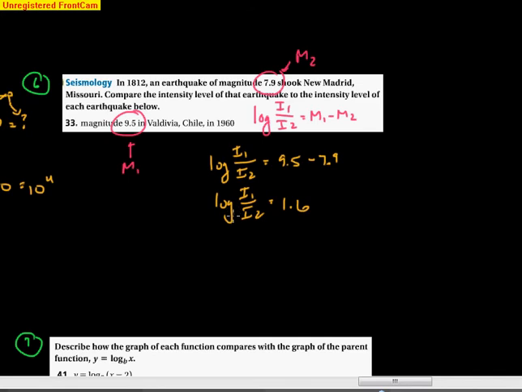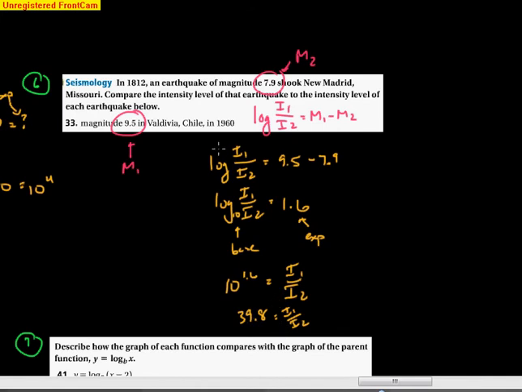And now we'll use the fact, okay, this is base 10, so rewrite this using exponential form. 10 is my base, and 1.6, the answer to your log problem, is your exponent. So 10 to the 1.6 equals the comparison of your intensities. And we'll do 10 raised to the 1.6. And what I get here is that the comparison of the intensities is around 39.8.